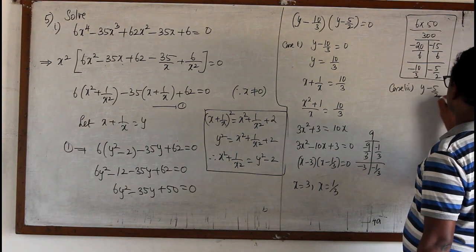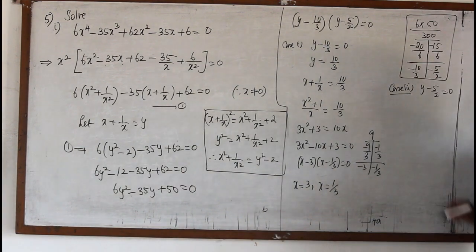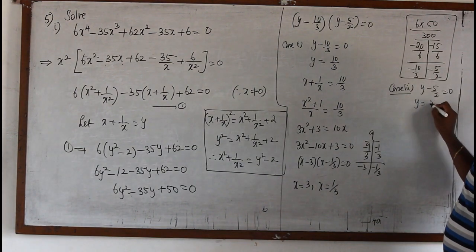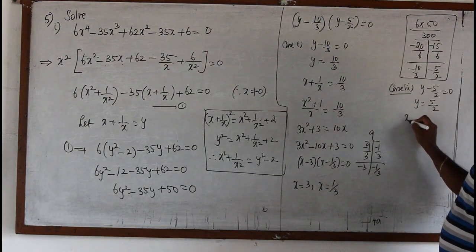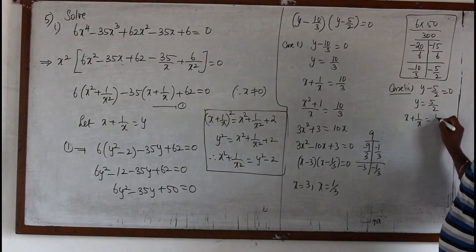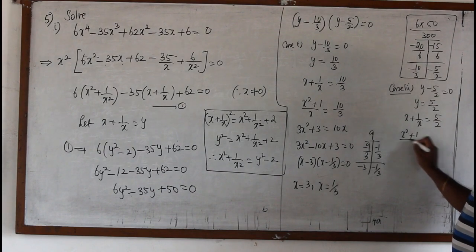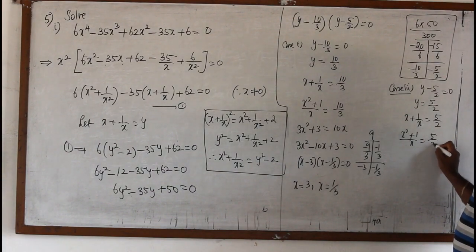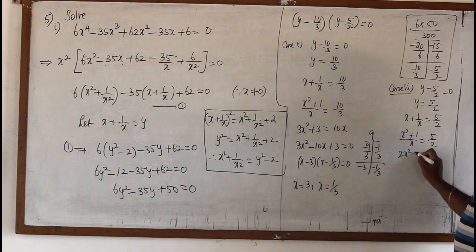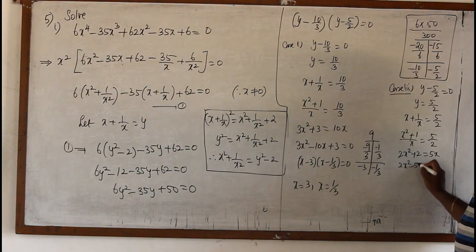y − 5/2 = 0, that is y = 5/2. Y means x + 1/x = 5/2. Similar to case 1, it is x² + 1 by x equal to 5 by 2, so 2x² + 2 = 5x, that is 2x² − 5x + 2 = 0.